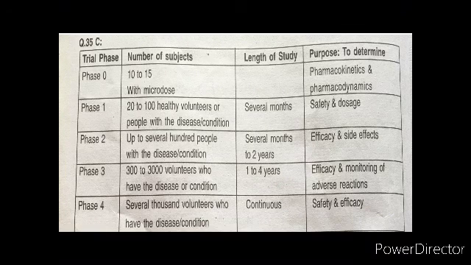Phase 3, now here you have 300 to 3,000 volunteers who have the disease or the condition, and that may take 1 to 4 years, to find the efficacy and monitor the adverse reactions. Phase 4 requires several thousand volunteers who have the disease or the condition. The length of study is continuous to find the efficacy and safety.